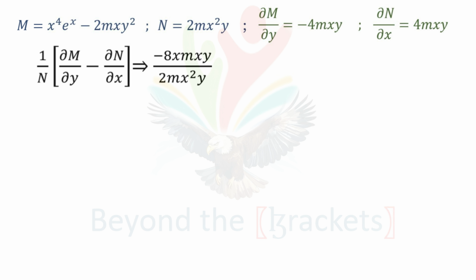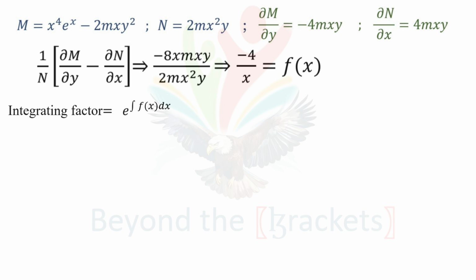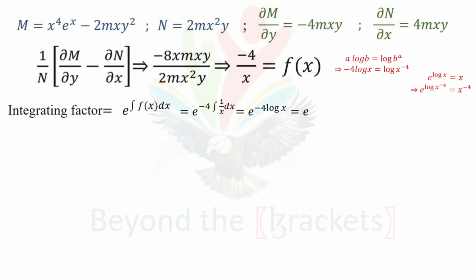Substituting the values, we get minus 4 by x as f of x. Again, for type 3, integrating factor is given by e power integral f of x dx. Integration of 1 by x will be log x. Further, minus 4 log x can be written as log x power minus 4, and e power log x power minus 4 becomes x power minus 4. So the integrating factor is 1 by x power minus 4.